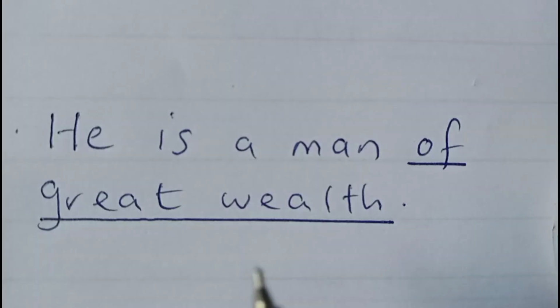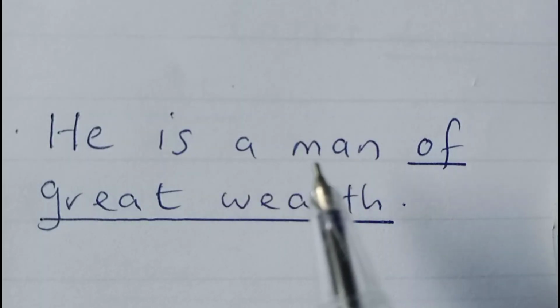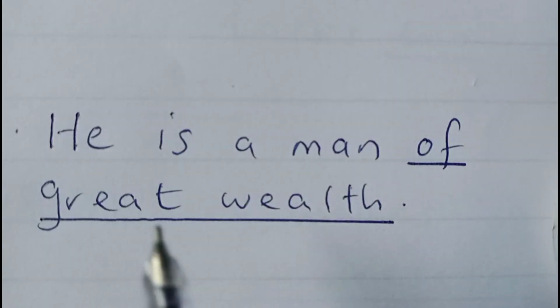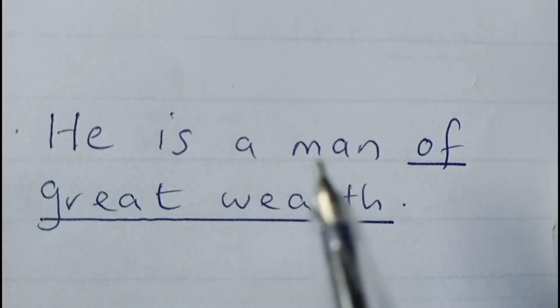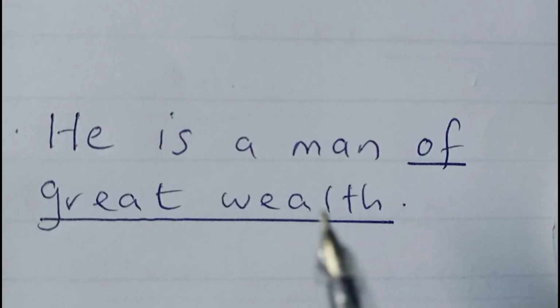Why? Because it is qualifying the noun man. Of course, you know that adjectives qualify nouns. Now, of great wealth is qualifying this man. It's telling you more about the man. And the man is a noun. So that makes this underlined expression an adjectival phrase.